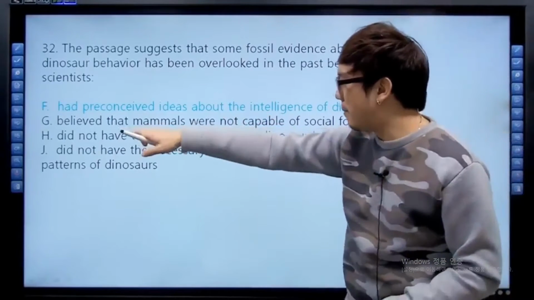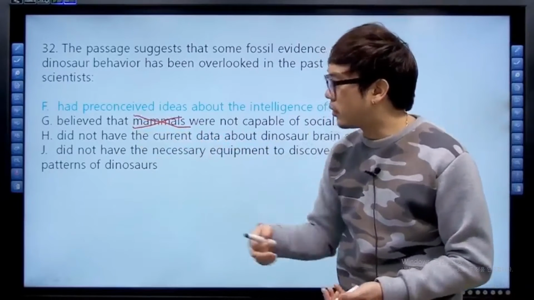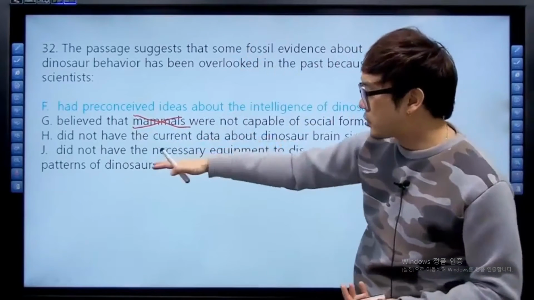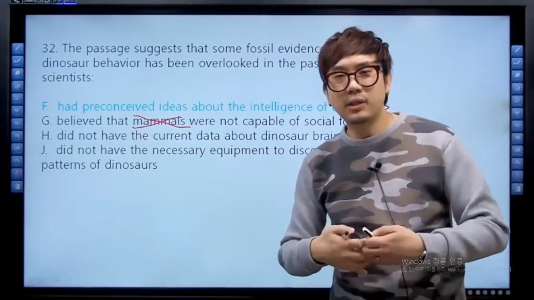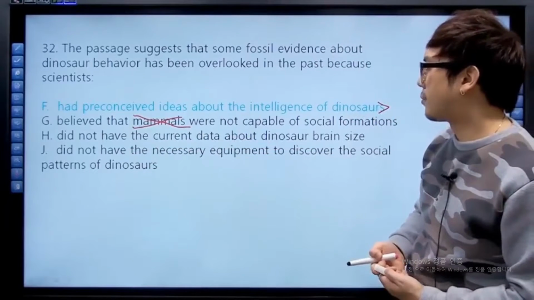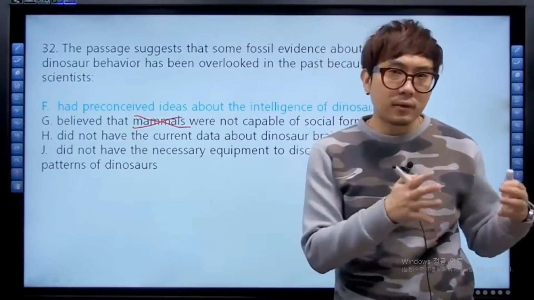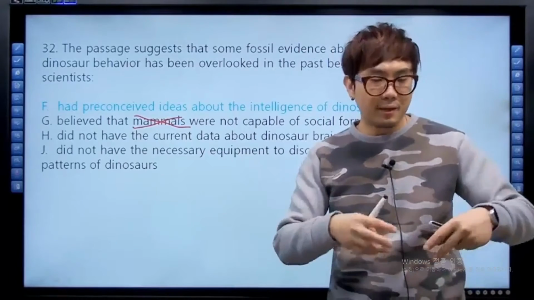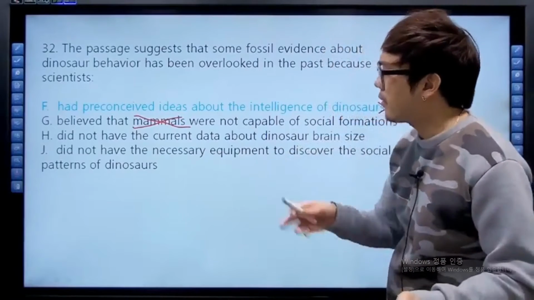Now, if you look at G, believed that mammals were not capable of social formation. No, mammals are able to form social relations, and we can't really say dinosaurs were mammals per se, right? And then H says, did not have the current data about dinosaur brain sizes. No, they did, because they were digging up these skulls and bones, right? And then J, did not have the necessary equipment to discover the social patterns of dinosaurs. Probably not, but that's not really true, right? We can tell by the fossil evidence that these dinosaurs were probably living together, because they found the tracks alongside each other of 20 different animals, right? So therefore, the answer will have to be F.